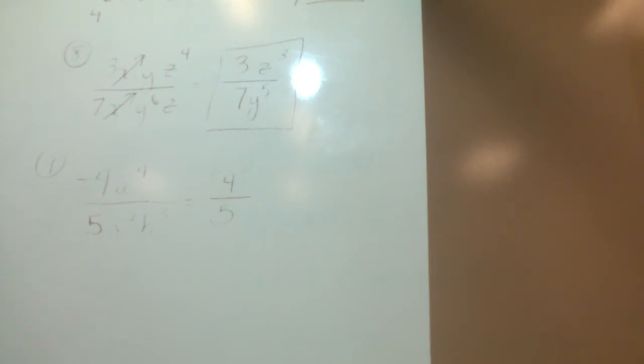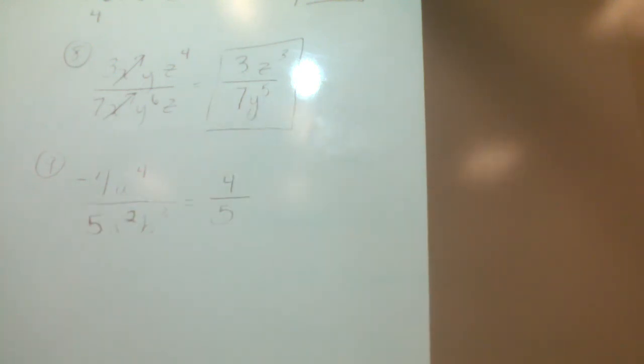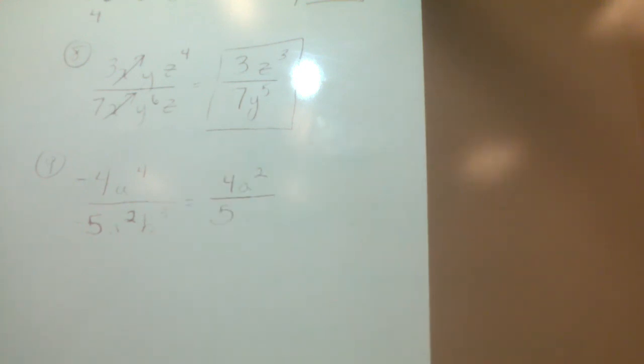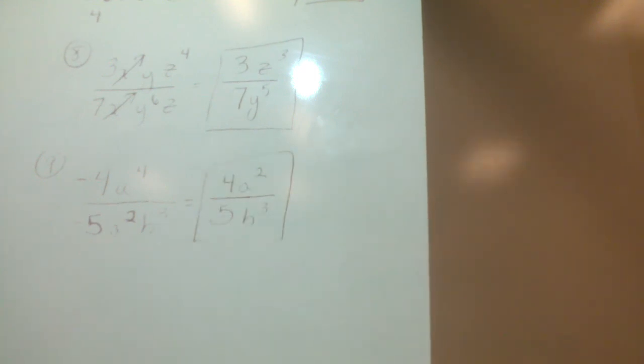Let's take a look at the a's. The larger a is up in the top. This is a 2 here. I'm going to do 4 minus 2. That's giving us 2, so that's a squared. And then for the b, I've got this b cubed. I don't have any b up top, so that means it's just going to stay there in the bottom. So it's 4a squared over 5b cubed.